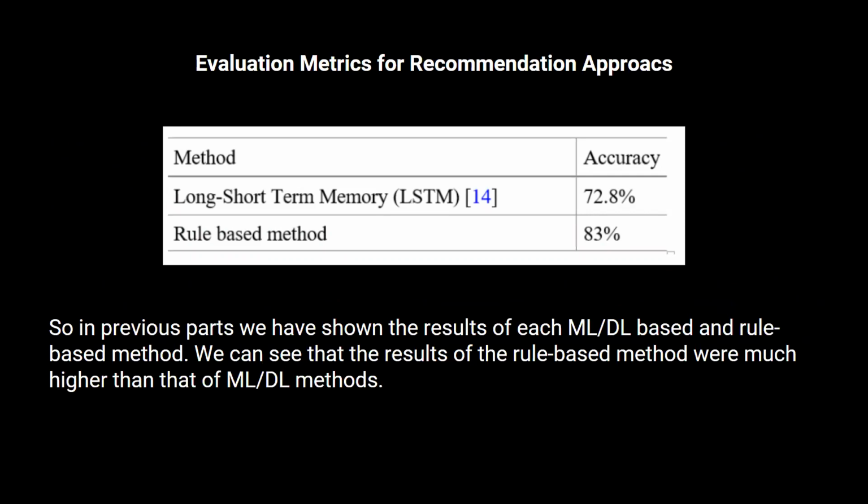If we compare the final results, for the deep learning based method, the accuracy for sentiment analysis of the Kazakh language was 72.8%, while for the rule-based method there were 83%. So in previous parts we have shown the results for each machine learning, deep learning based, and rule-based method. So we can see that the results of the rule-based method were much higher than those of machine learning or deep learning methods.